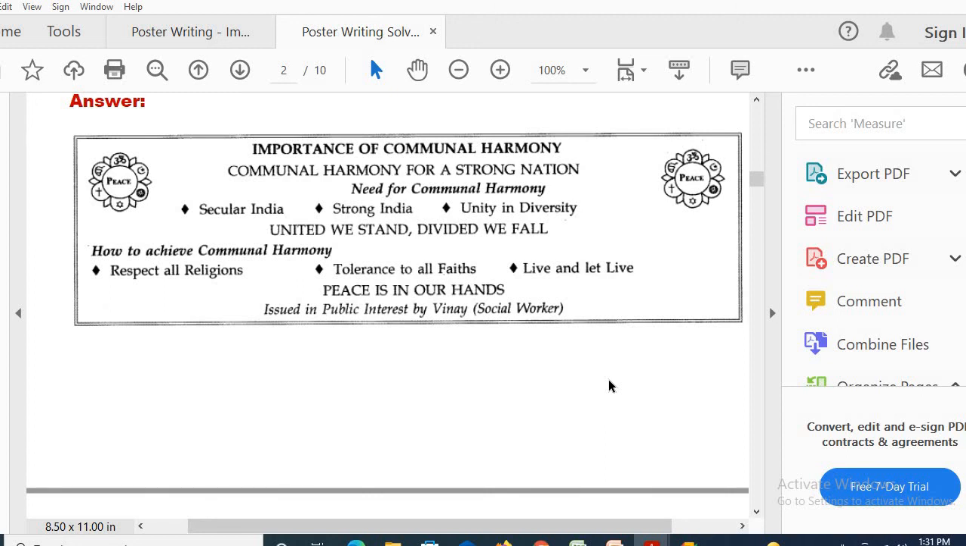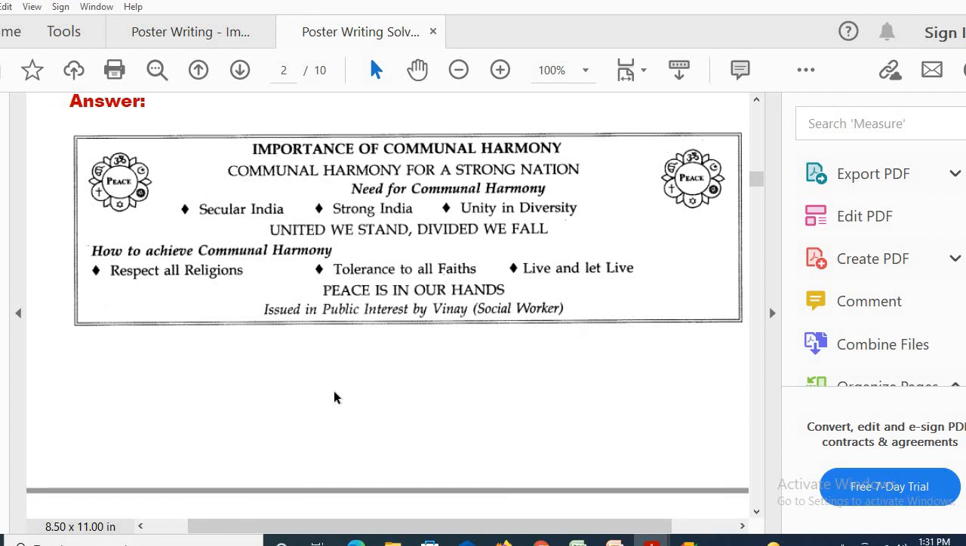Importance of communal harmony, write in block letters. Communal harmony for a strong nation. Need for communal harmony. Secular India, strong India, unity in diversity. These are the points that you have to highlight properly. Now, only just highlight the points. You don't have to elaborate because you don't have time for elaboration, because you have to write it within 50 words. You have to keep that in mind also.